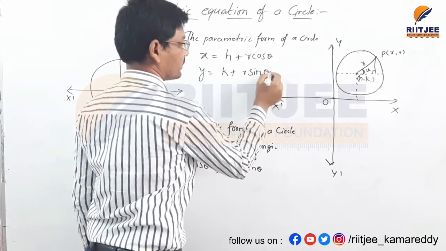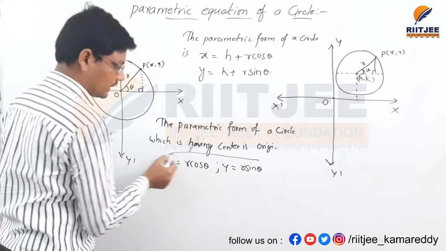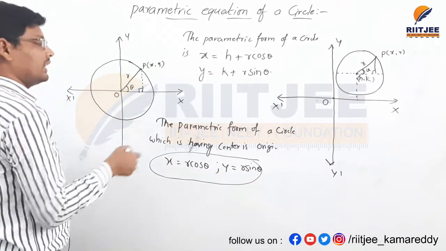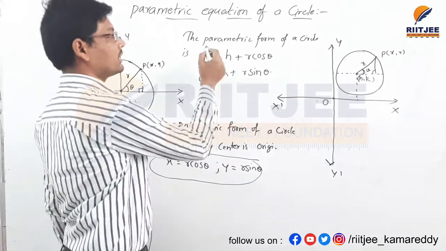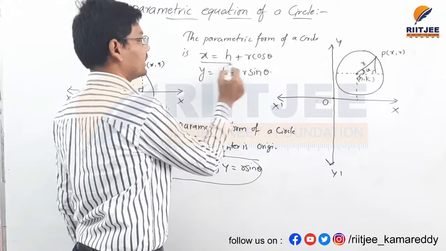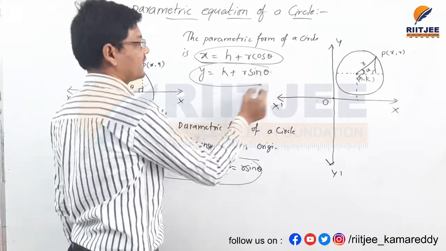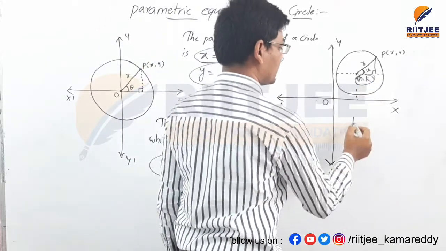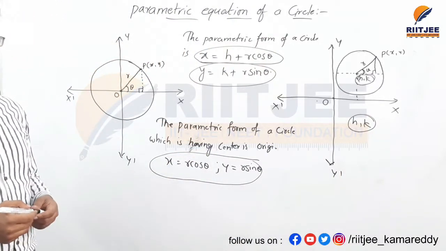These are the two types of equations: x is equal to r cos theta, y is equal to r sin theta when a circle is having its center as origin, and x is equal to h plus r cos theta, y is equal to k plus r sin theta when a circle is having any other center, that is h comma k. This is all about the parametric equation of a circle.